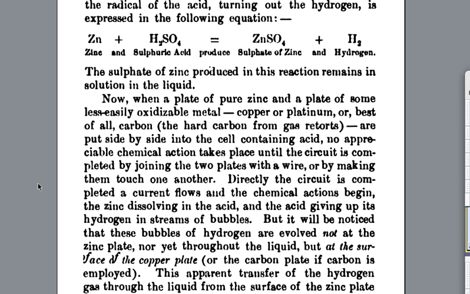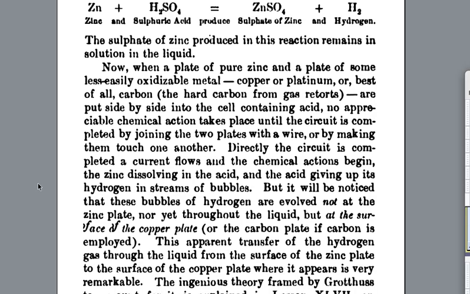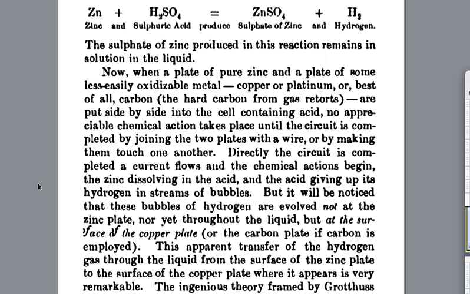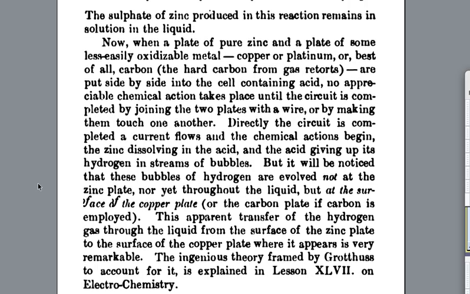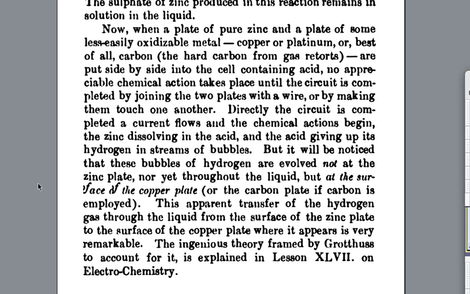When a plate of pure zinc and a plate of a less easily oxidizable metal, such as copper, platinum, or carbon, especially the hard carbon from gas retorts, are placed side by side in the acid, no significant chemical action occurs unless the circuit is completed by connecting the two plates with a wire or by making them touch. Once the circuit is completed, a current flows and chemical reactions begin.